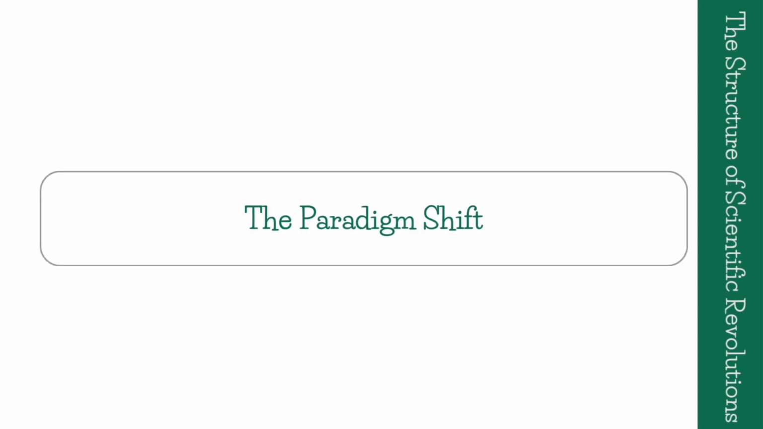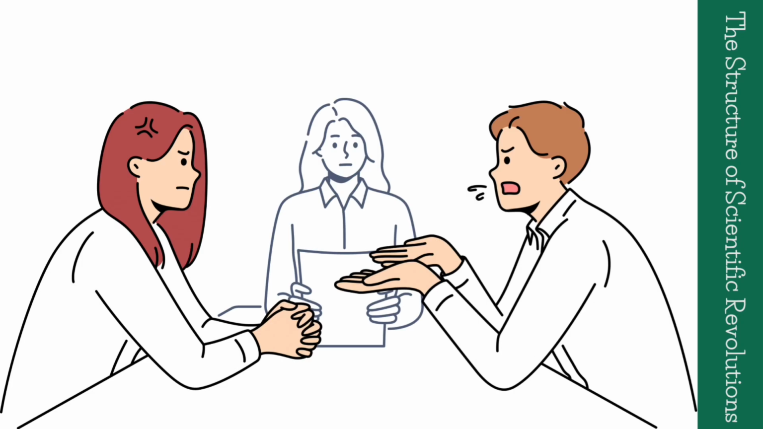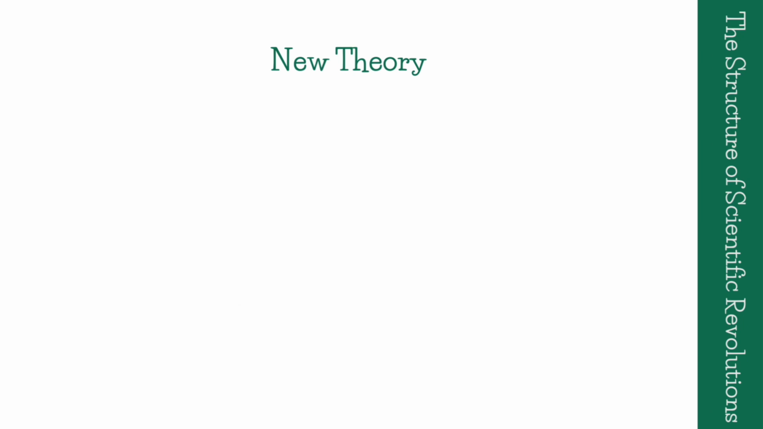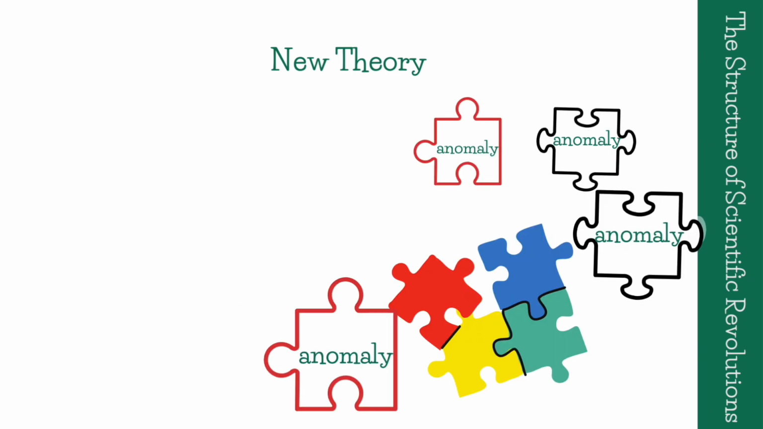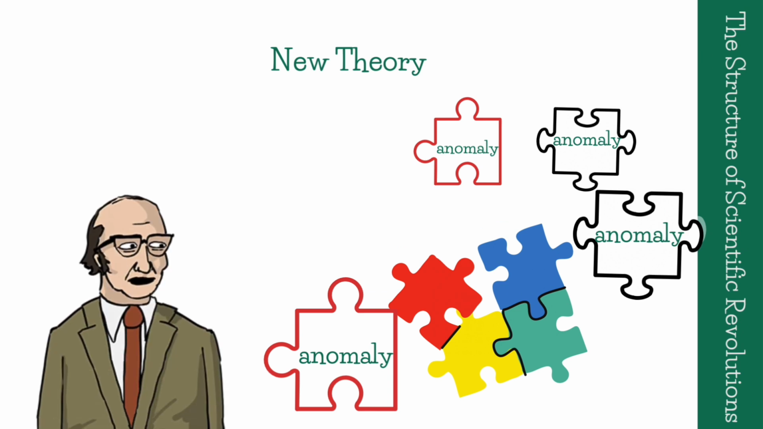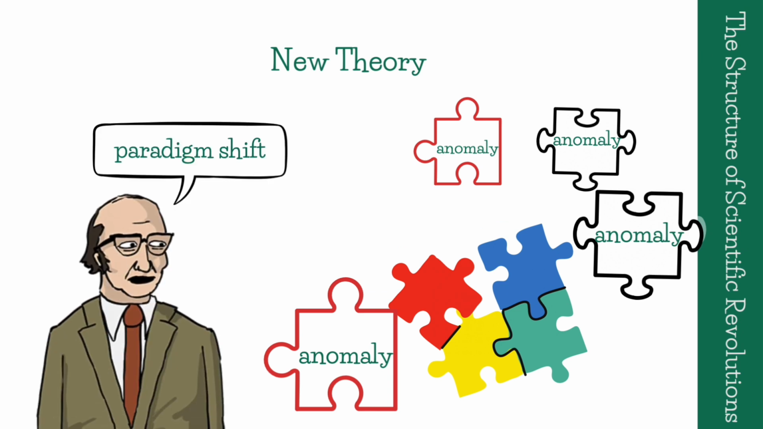So, what's a paradigm shift? Well, when a scientific community encounters a crisis, a new theory or model, often radically different from the previous one, emerges to explain both the anomalies and the existing data. This is what Kuhn calls a paradigm shift.